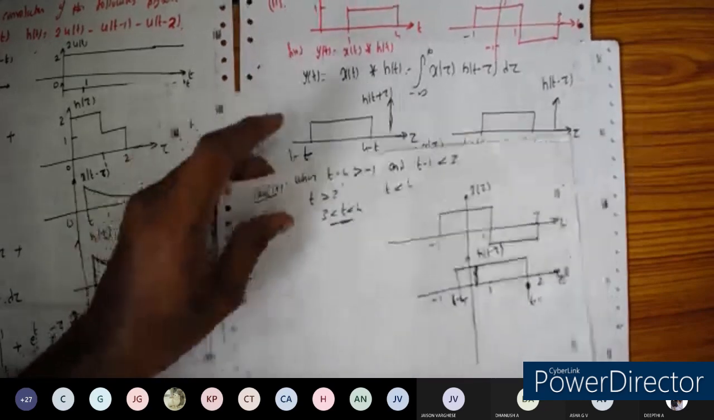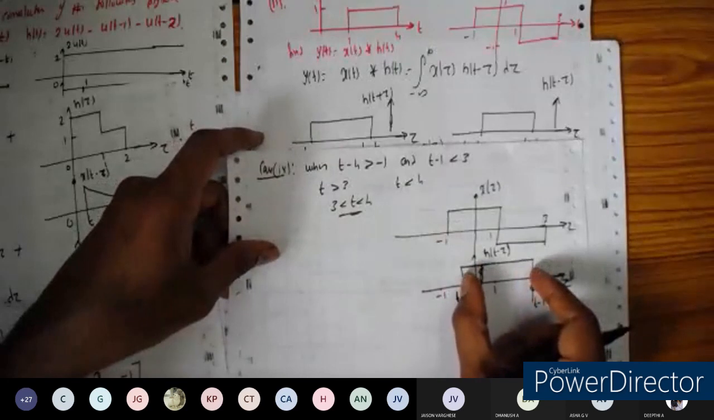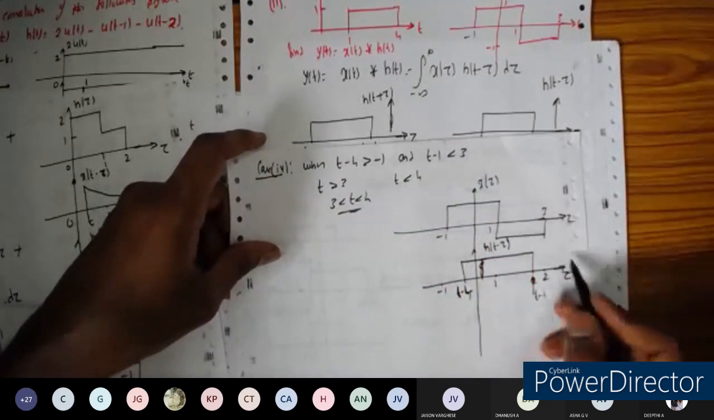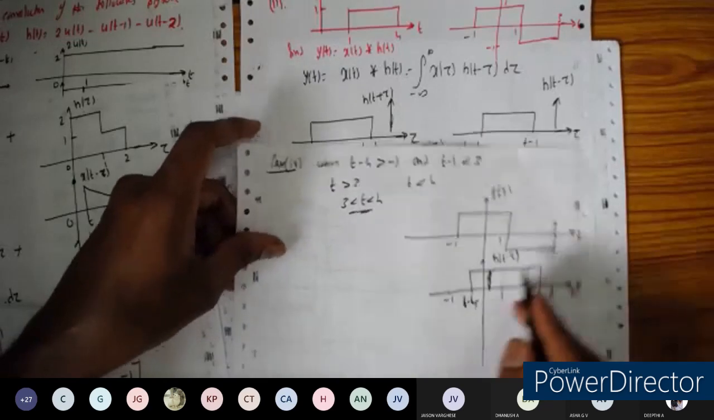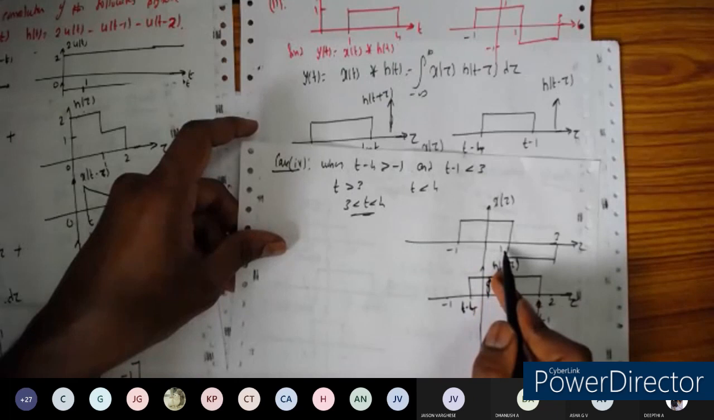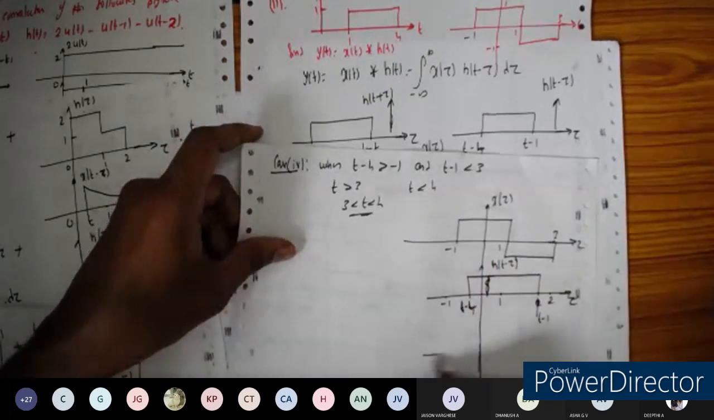Okay, now this one has width 2, and this one also has width 2 here. But this one has width 3. So even if I move it till t to the 3, if I move it here, still one part of this will be here. So now when you take the product of this one, the product will be encountered.